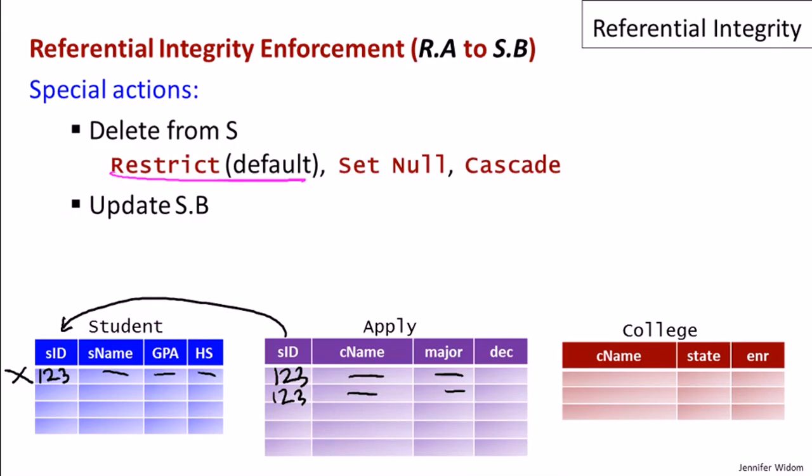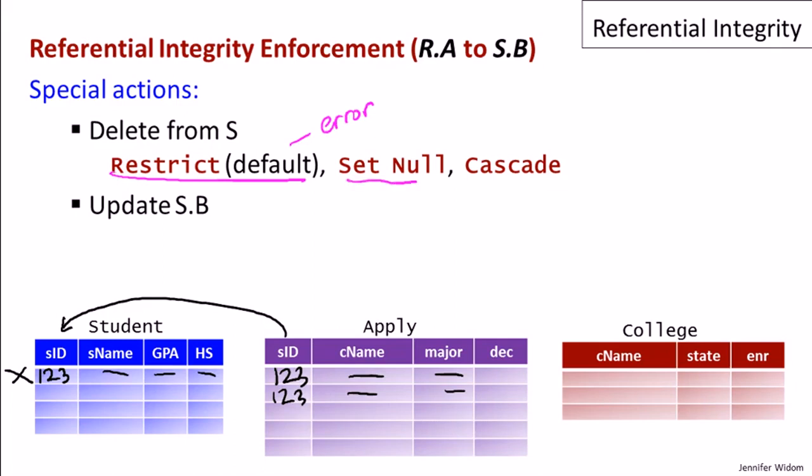So restrict is actually a keyword, but that's the default. And it says that if we do a deletion to the referenced table and a constraint becomes violated, then we generate an error, just like I said before, and the modification is disallowed. The 2 other options are a little bit more interesting. One of them is called set null.